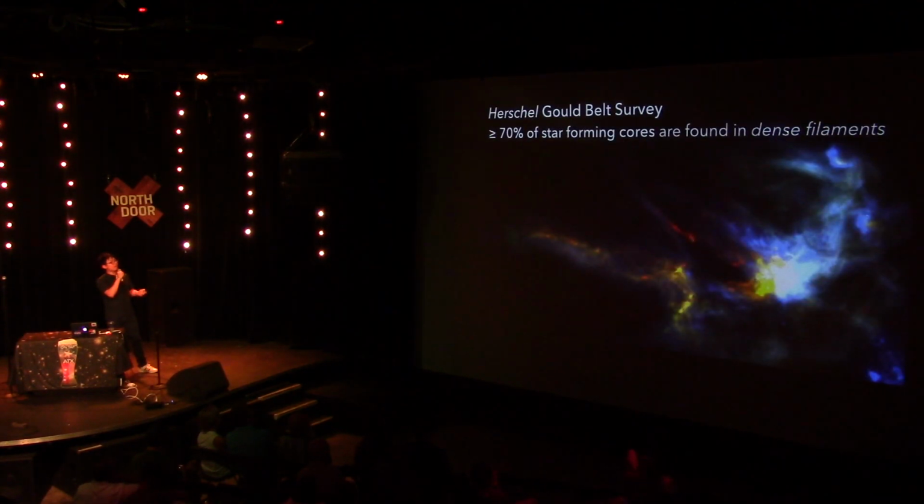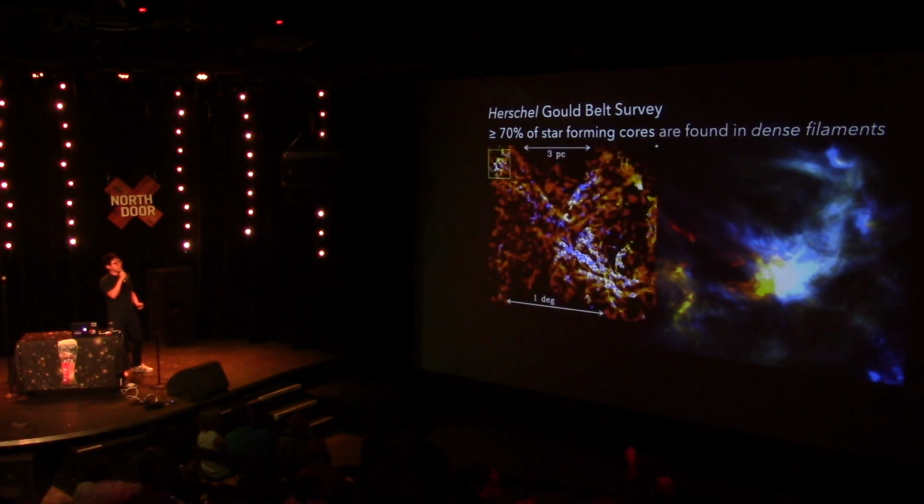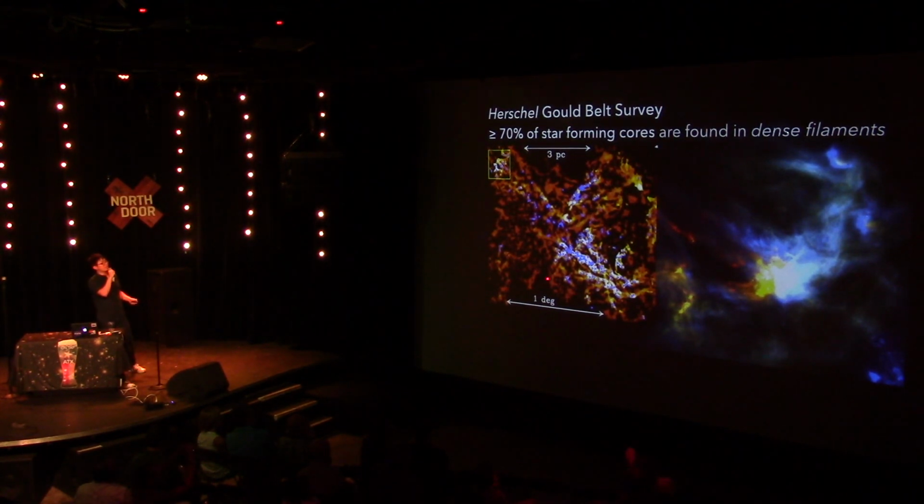And then with better observations, we can now, instead of saying, hey, I find many cores in one very long filament, quantitatively describe that many of the star-forming cores are found within the densest filaments that we can now see with high-resolution observations.